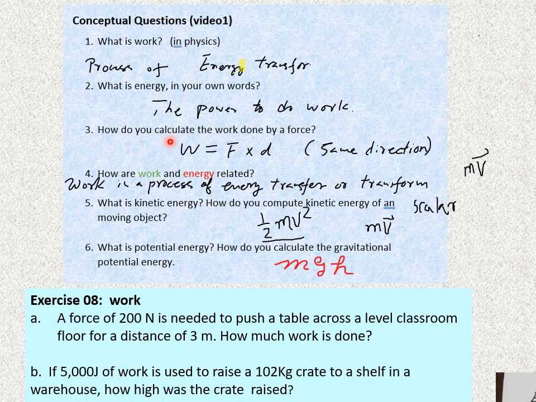How do you calculate the work done by a force? Force times distance, which must be in the same direction, parallel. If it's not parallel, you have to multiply by the cosine of the angle between them. Number 4: how are work and energy related? The work is the process of energy transfer or transformation. We talked about that already.